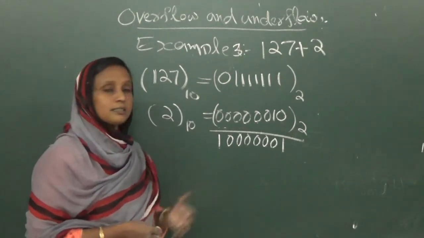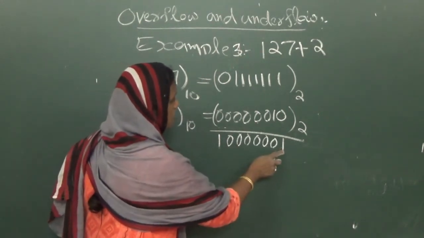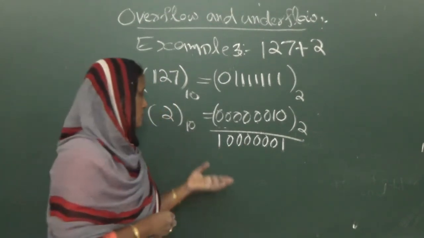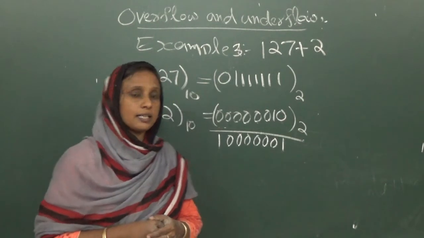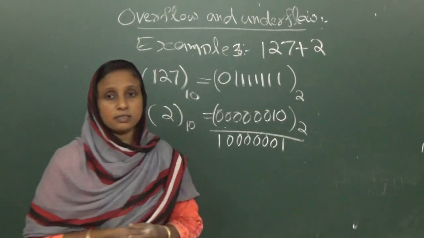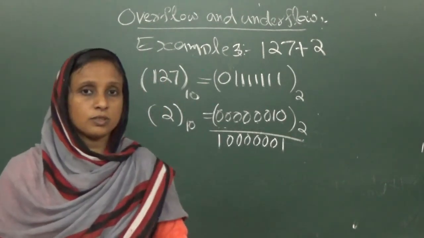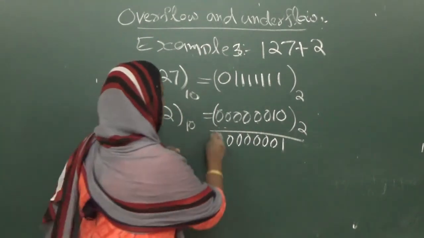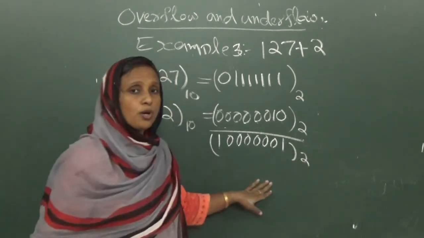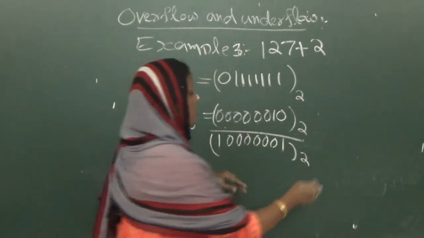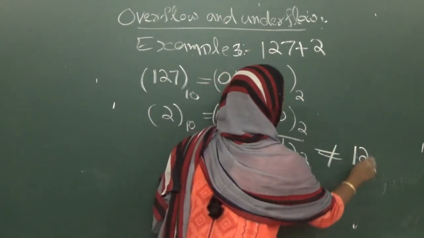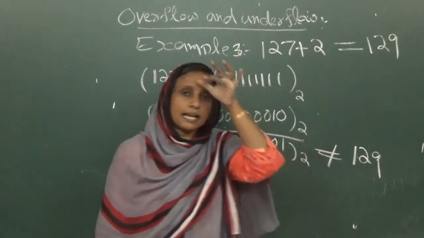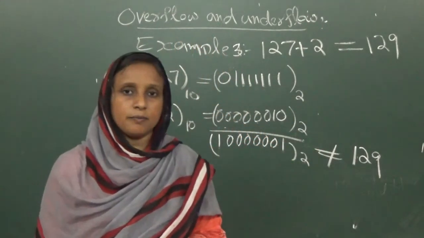Is this result correct? You have only a bit here: 1 0 0 0 0 0 0 1. You can see that this result is not correct. This is a wrong result. If you convert this binary number to its equivalent decimal, this is not equal to 129. But you know that if you add these two in decimal numbers directly, you will get 129.